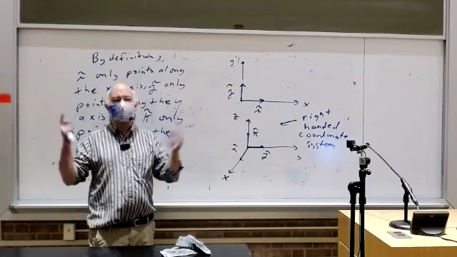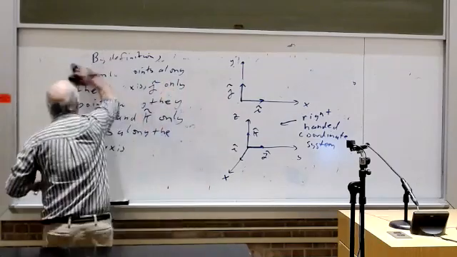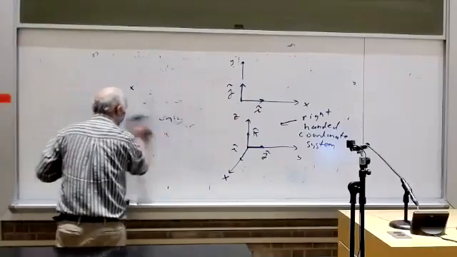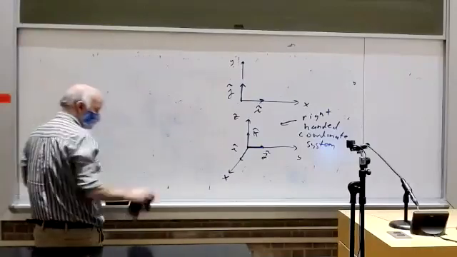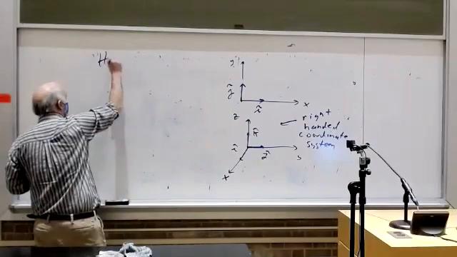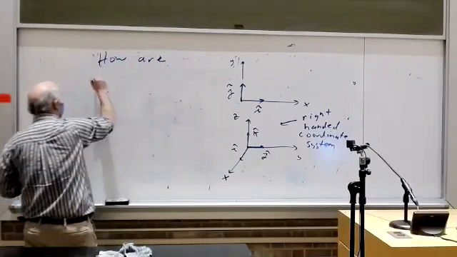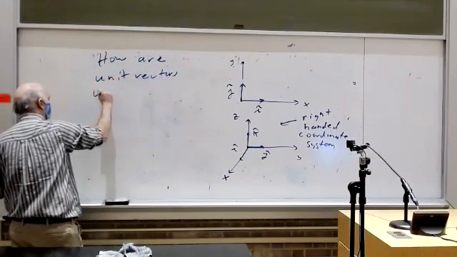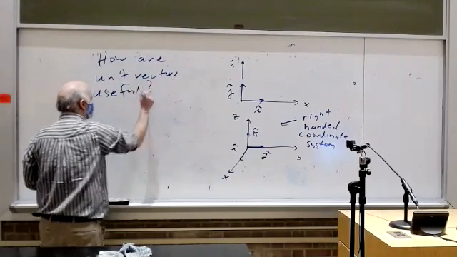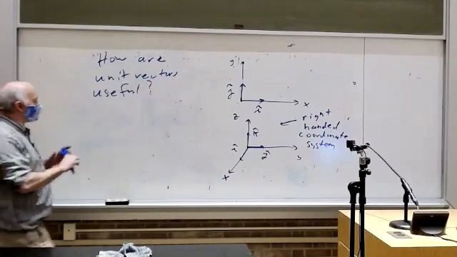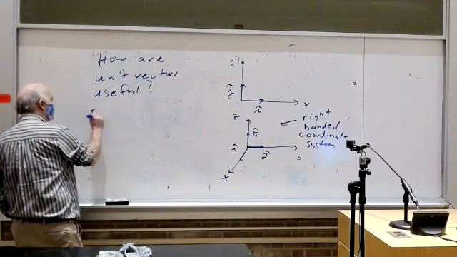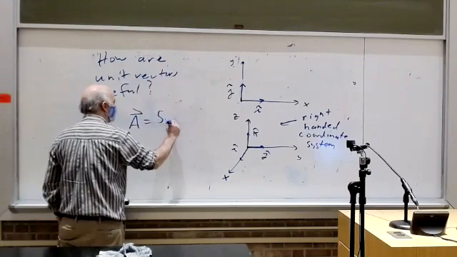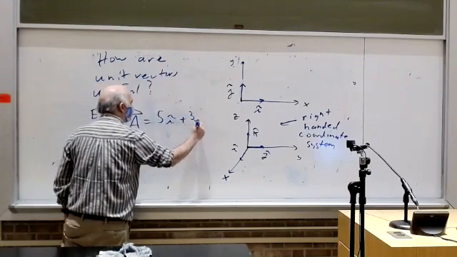Now you could say, well, how is this useful? Okay, let's see how it's useful. So how are unit vectors useful? Let's take an example. Suppose I tell you that vector A is 5i hat plus 3j hat.